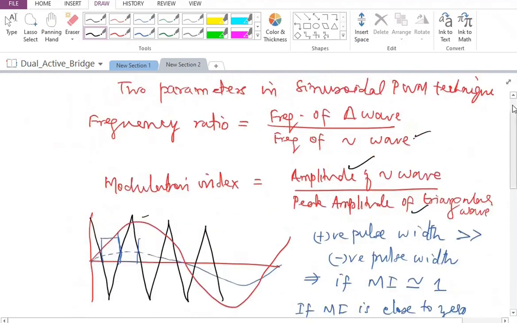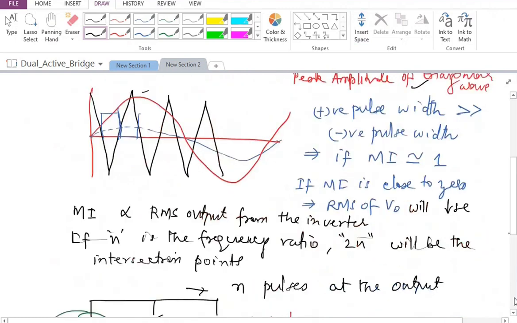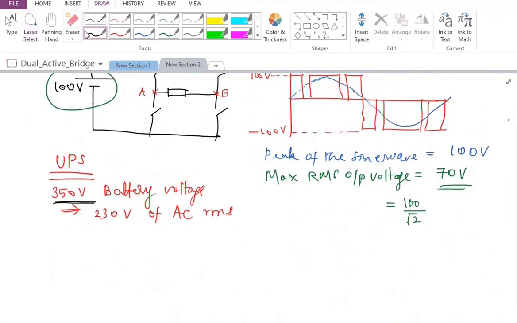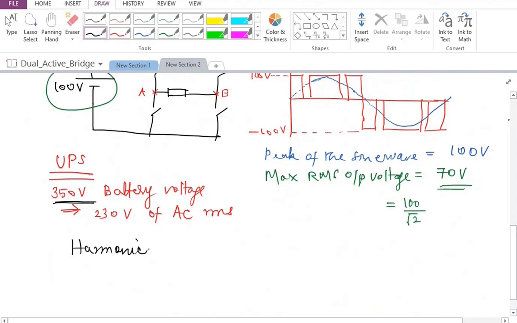Now, another point which we have to make is about harmonic control, when we are looking at what kind of harmonics will be present in the output. So let us say omega is the fundamental frequency. So sine omega t is going to be the fundamental wave.